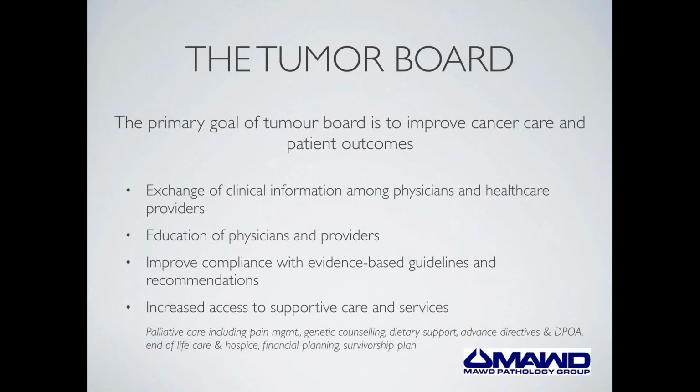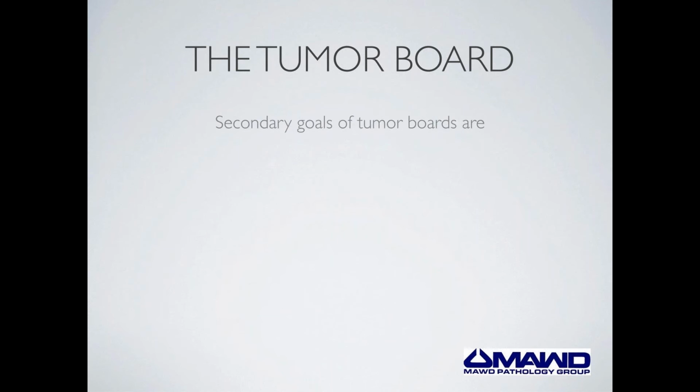The tumor board can also facilitate access to important supportive services, such as by involving the ancillary care providers. Now, these services are quite varied, but may include pain and symptom management, genetic counseling if needed, the often touchy subject of hospice and end-of-life care, and some centers may also offer financial assistance or planning and survivorship plans. So the primary goals of tumor boards are pretty comprehensive and really help us improve cancer care in our communities. Next slide, please.